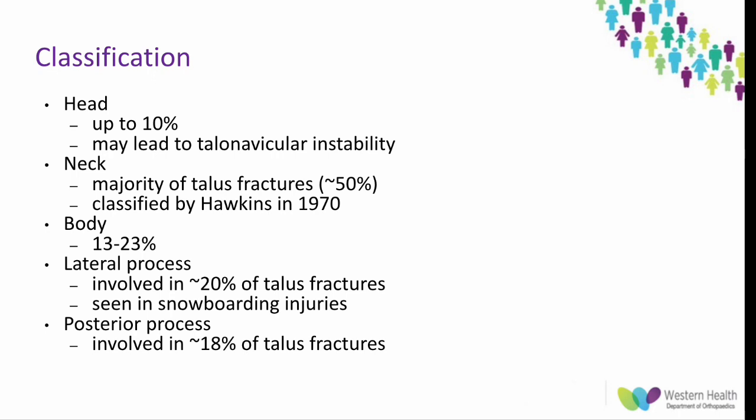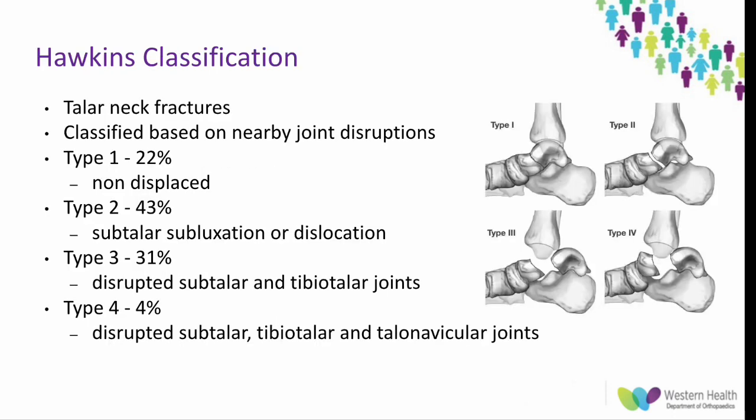So Hawkins initially described the Hawkins classification in 1970, and then Canale and Kelly added a type 4 in 1978. The classification system is for talar neck fractures, and it is classified based on nearby joint disruptions. Type 1 fractures are completely non-displaced fractures. Type 2 involve subtalar subluxation or dislocation. Type 3 have disrupted subtalar and tibiotalar joints, and type 4 have disrupted subtalar, tibiotalar, and talonavicular joints. The most common one here is the type 2 fractures.